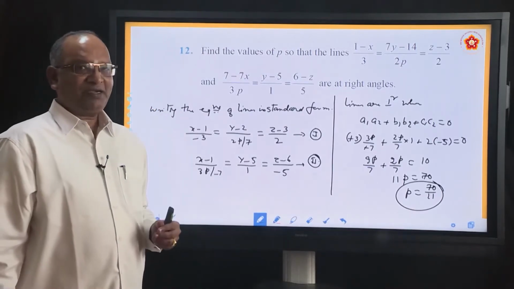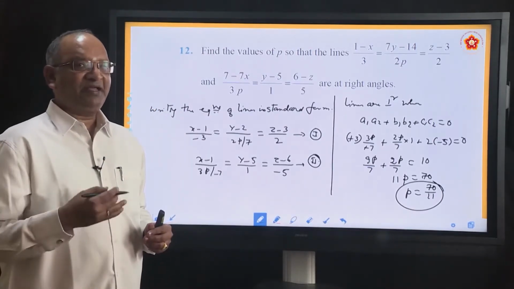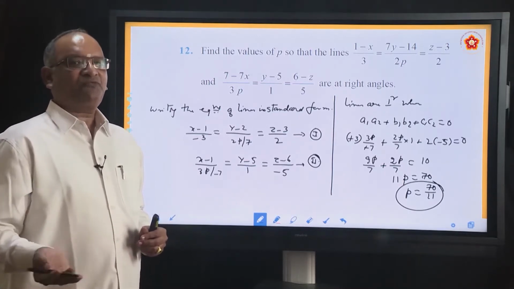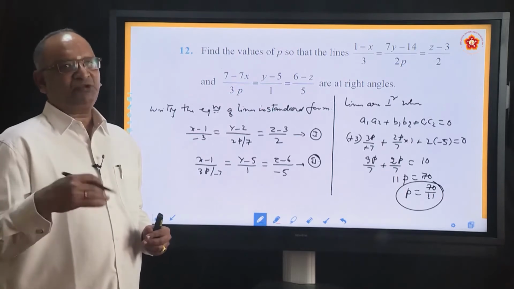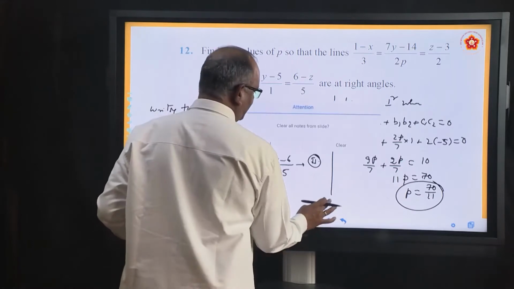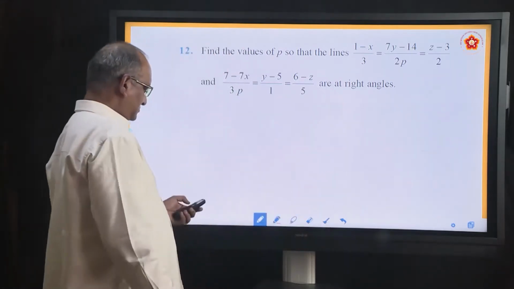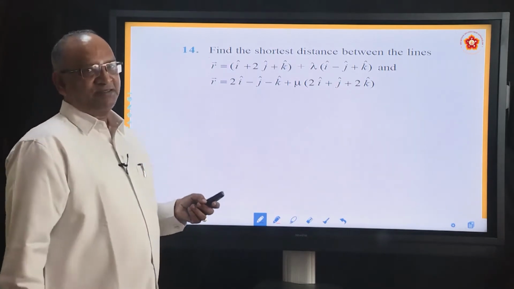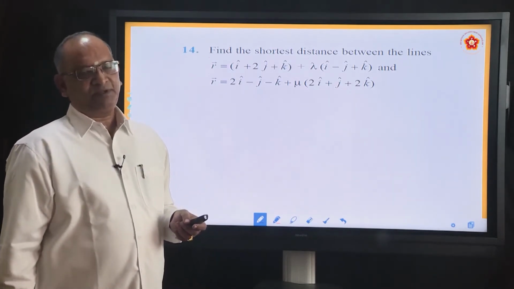So what is important is to check whether the given equations are in standard form or not. If they are not in standard form, bring them to standard form, and once you bring them to standard form, apply the formula. Next problem. Here starts the shortest distance problems.